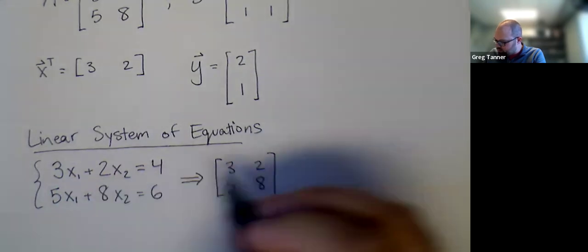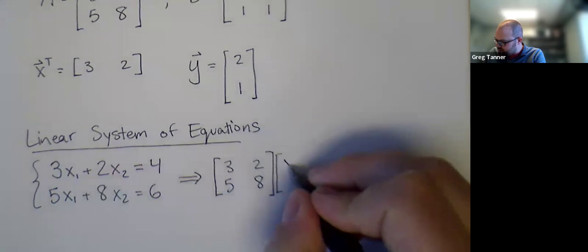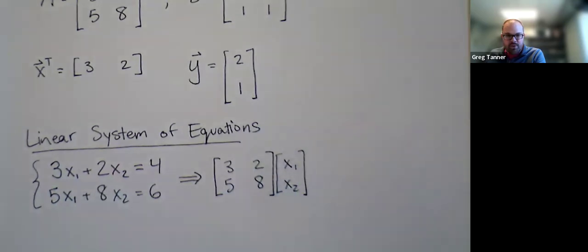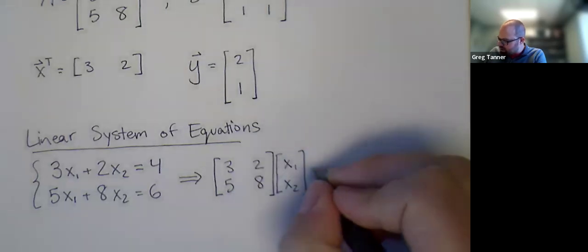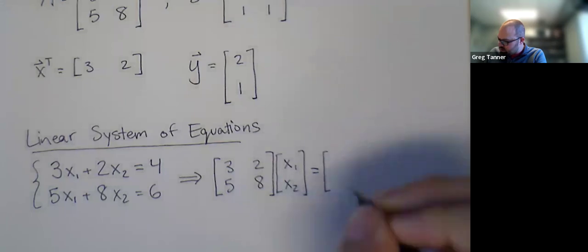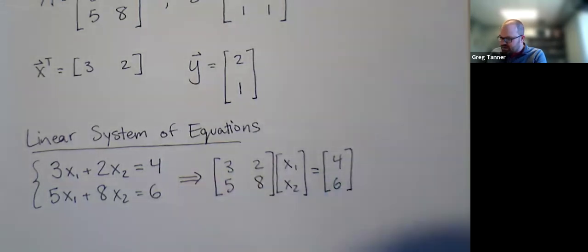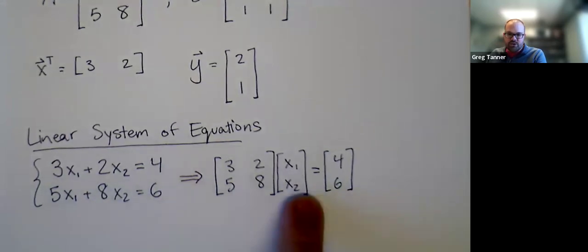And then that matrix there is then being multiplied by x1, x2. And we'll explain a little bit later just how matrix multiplication works. But that matrix vector multiplication is then equal to the right-hand side. So 4, 6. This gives us another way of writing the same equation.